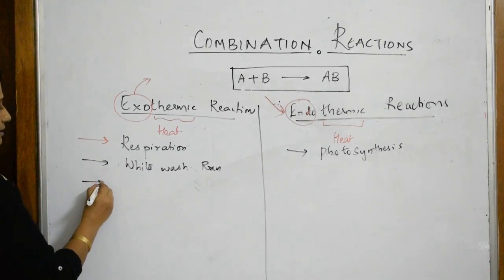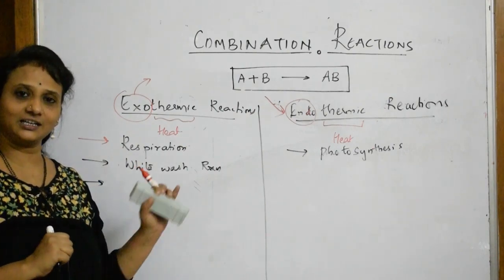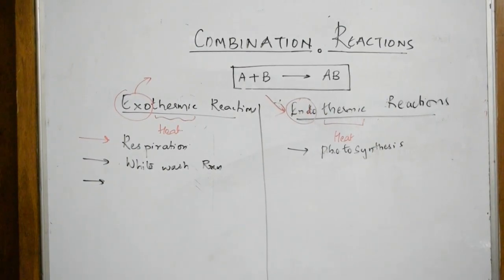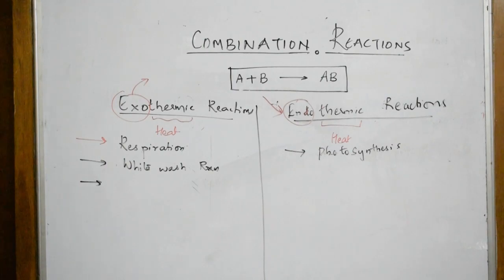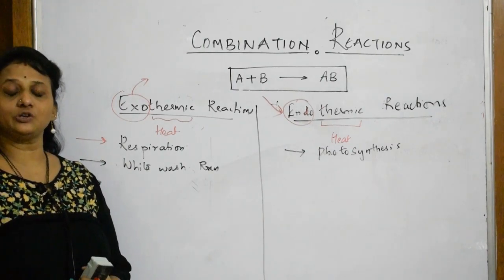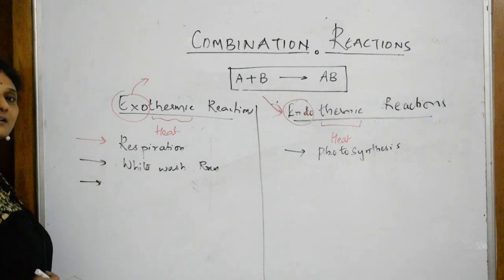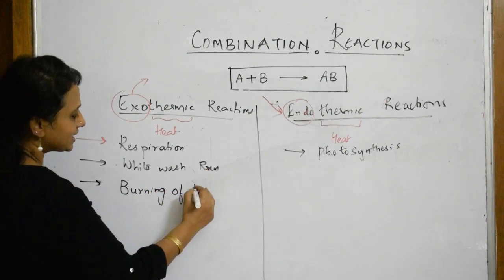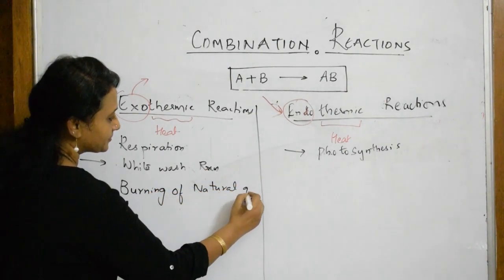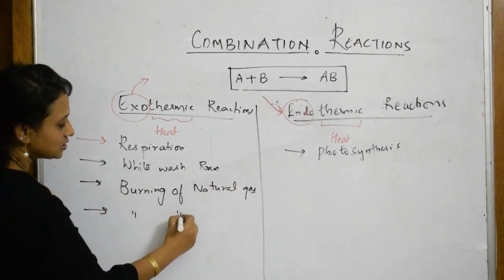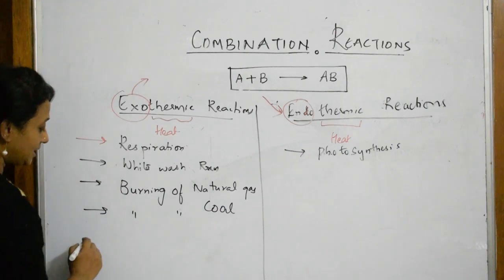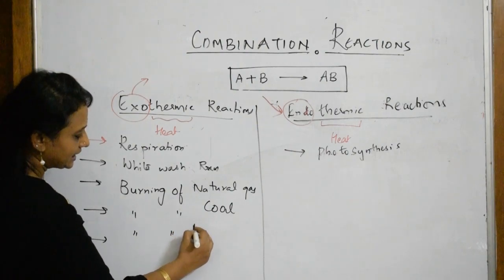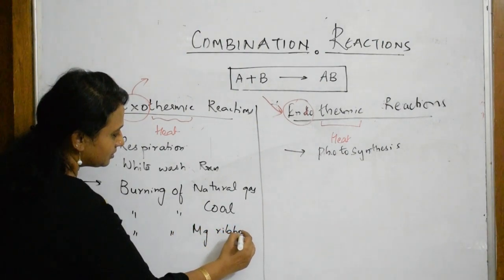I think the marker is not clear, I'll change it, students. After the whitewash reaction, where we'll be using quicklime, we'll be learning a reaction that is nothing but burning of natural gas. Burning of natural gas comes under exothermic reaction. Next, burning of coal also comes under exothermic reaction. Next, burning of magnesium ribbon also comes under exothermic reaction.